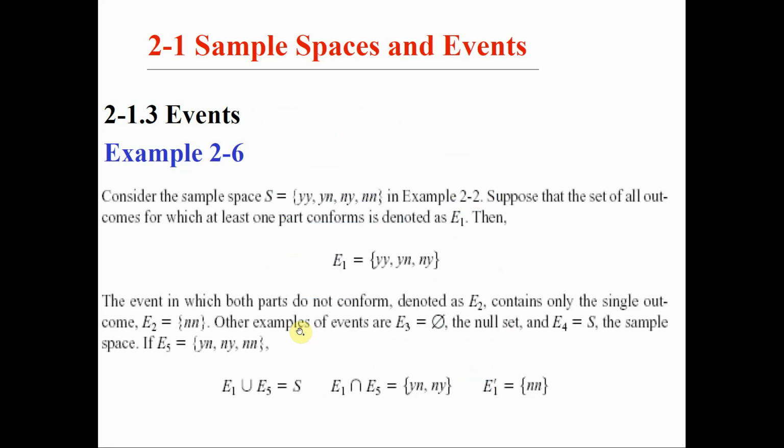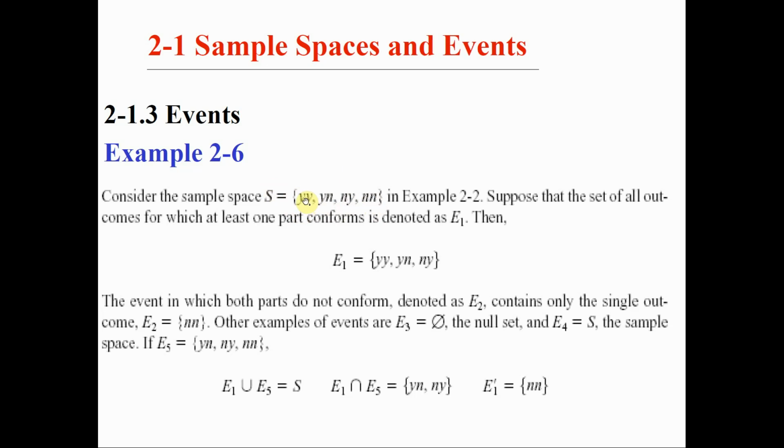Now, we have some examples. This would be the last topic in this video. Here in this example, we have an experiment with the following sample space. The experiment itself is not given, and we don't care about its meaning, but the sample space S contains YY, YN, NY, and NN. This could be the experiment of measuring two wires, and then we check if they conform to specifications or not.